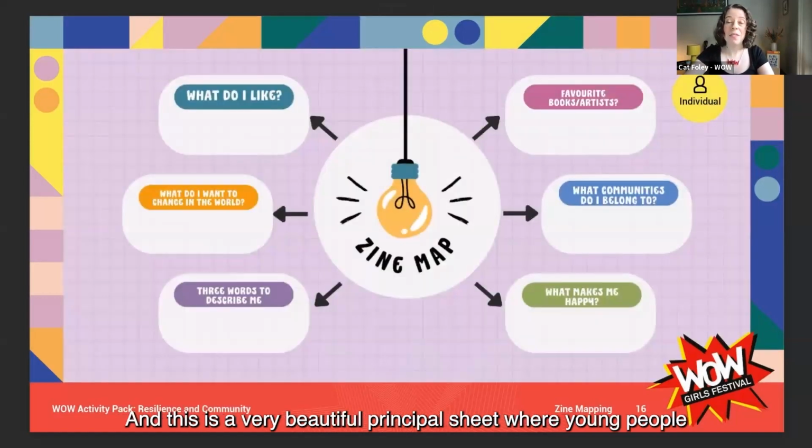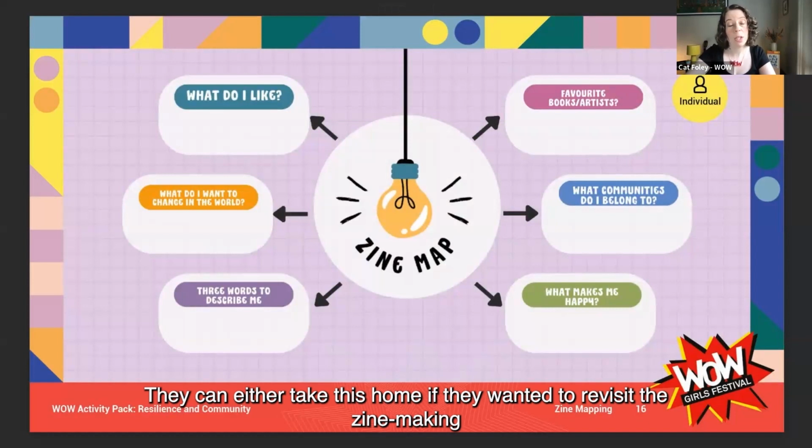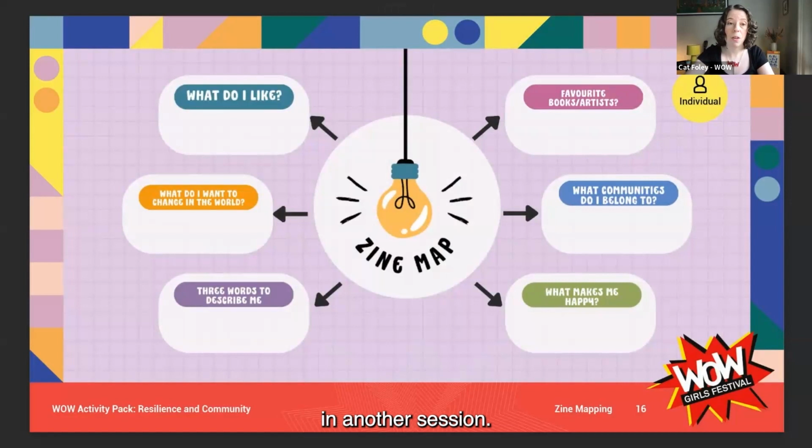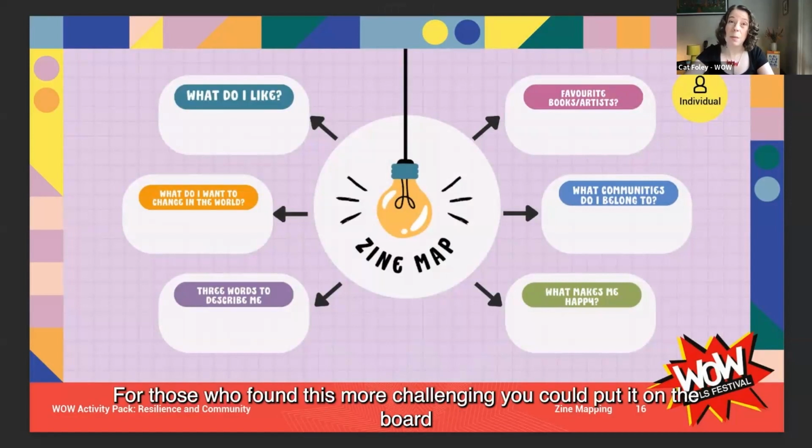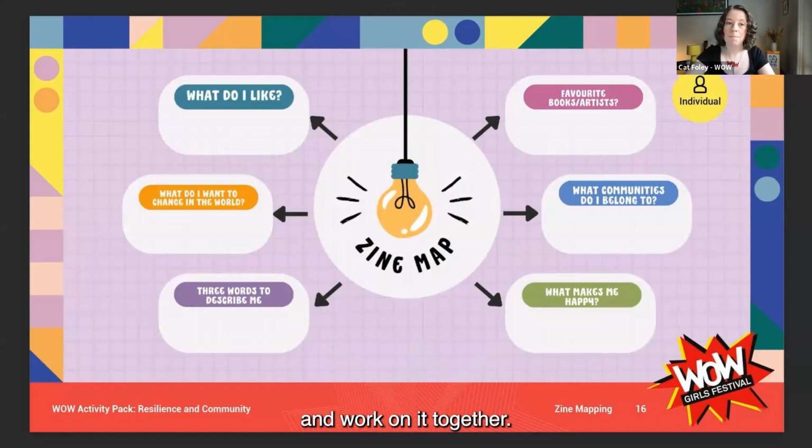And this is a very beautiful printable sheet where young people can start to map out what the contents of their zine might be. They could even take this home if you wanted to revisit the zine making in a different session. For those who found the language more challenging, you could also put this up on the board and work through it all together.